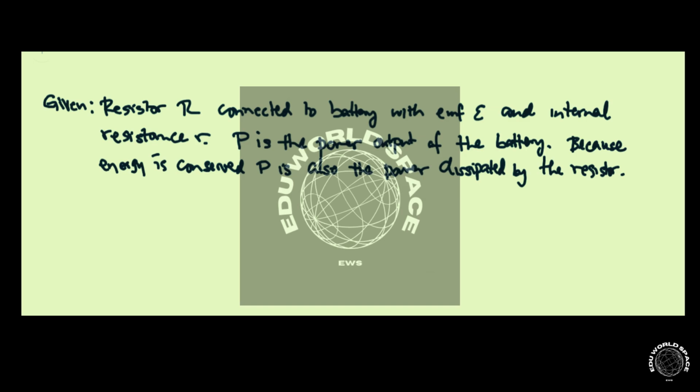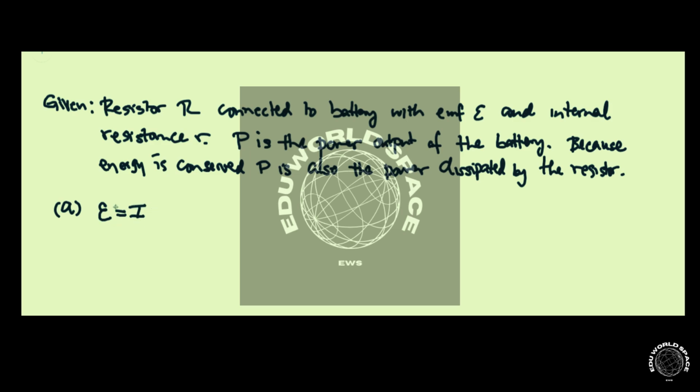So we have a circuit with a battery that has an EMF E and internal resistance r, and to this battery, a resistor of resistance R is connected, and the power output of the battery is P, and because energy is conserved, P is also the power that's dissipated by the resistor. And in part A, we're asked what is the value of P in the limit that R is small.